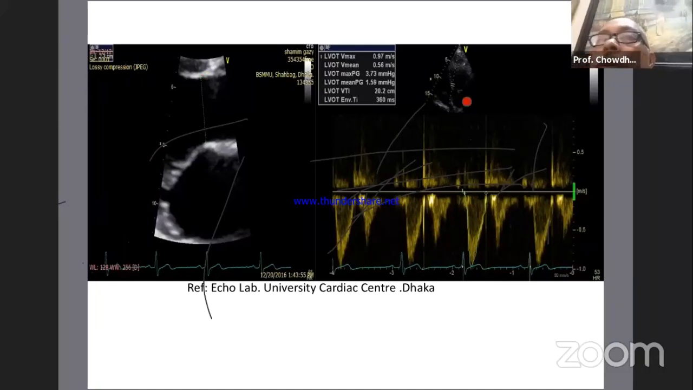And if we have the dimension of the left ventricular outflow tract, it will also give us the radius of the left ventricular outflow tract. And by using the formula pi r square into VTI, we'll be able to get the stroke volume.